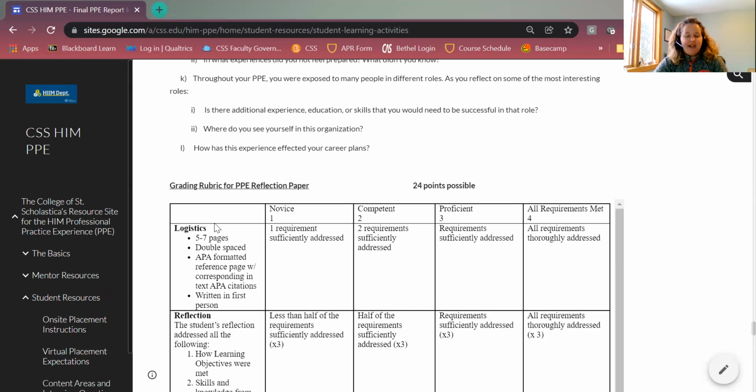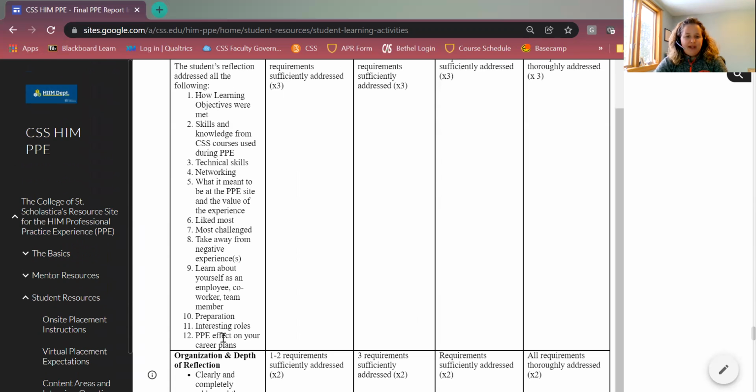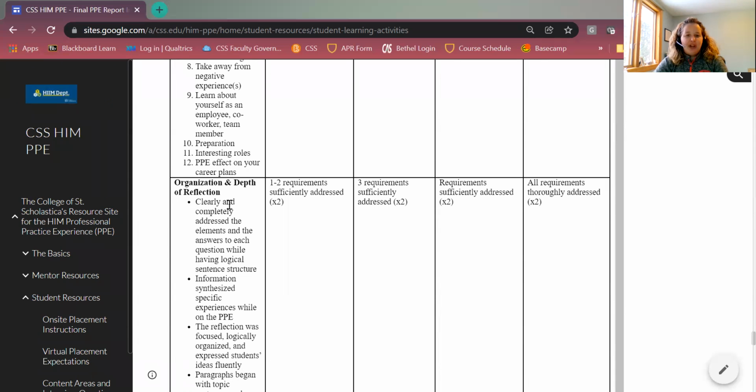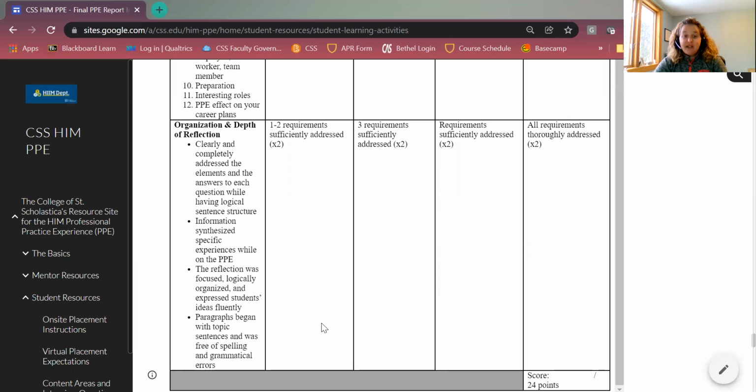And so again, here are the logistics: 5 to 7 pages, double spaced, the reflection. I have listed all of the elements that I just went over. And then we have organization and depth of reflection. So clearly and completely addressing the elements and the answers to each question while having logical sentence structure. Information is synthesized, you synthesize specific experiences into your paper. And the reflection was focused, logically organized, and expressed your ideas fluently. And lastly, paragraphs began with topic sentences and it was free of spelling and grammatical errors.